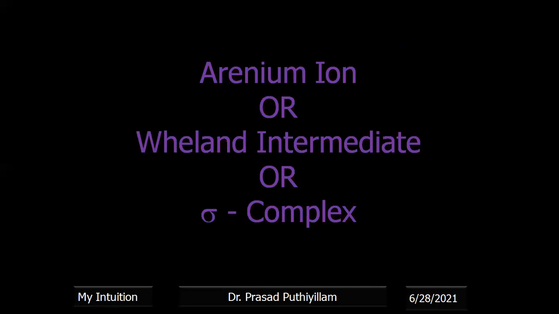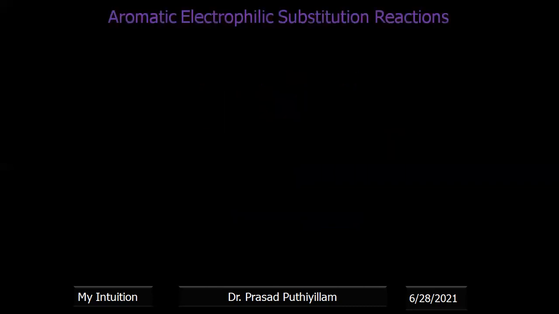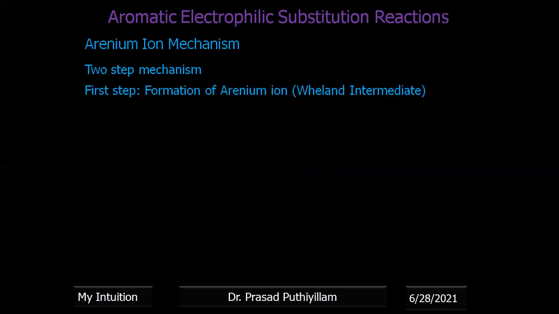So here I'm going in a different way, that is the Arenium ion mechanism, or we call it the Wheland intermediate mechanism, for formation of a sigma complex. It is the same as what we saw there, but we are explaining it in a different way. In the Arenium ion mechanism, there are two steps, so we can call it a two-step mechanism. The first step is formation of the Arenium ion, which is also called the Wheland intermediate or sigma complex.